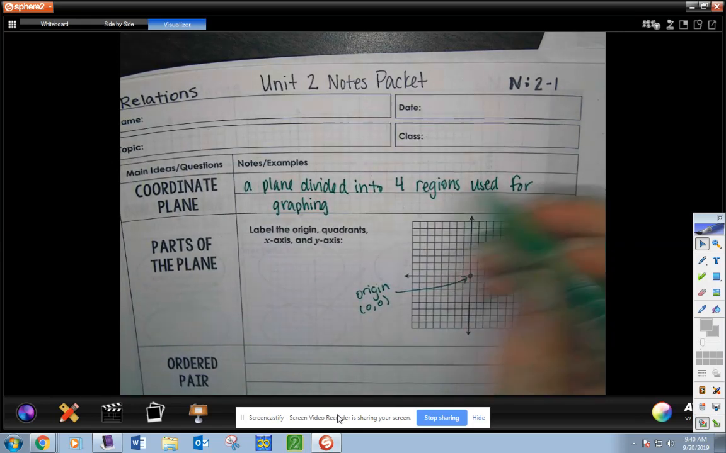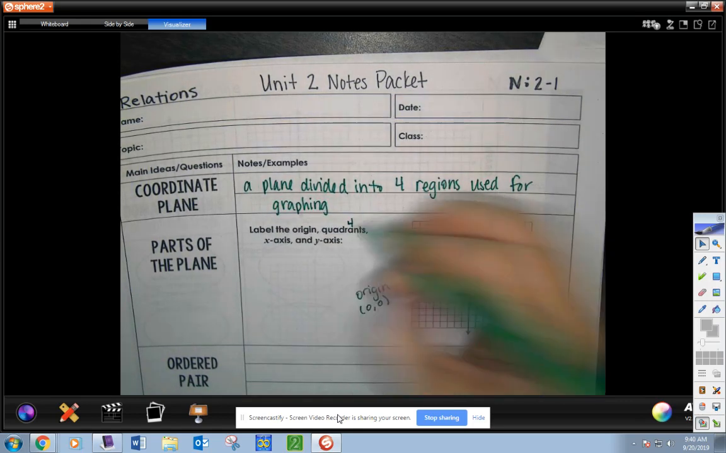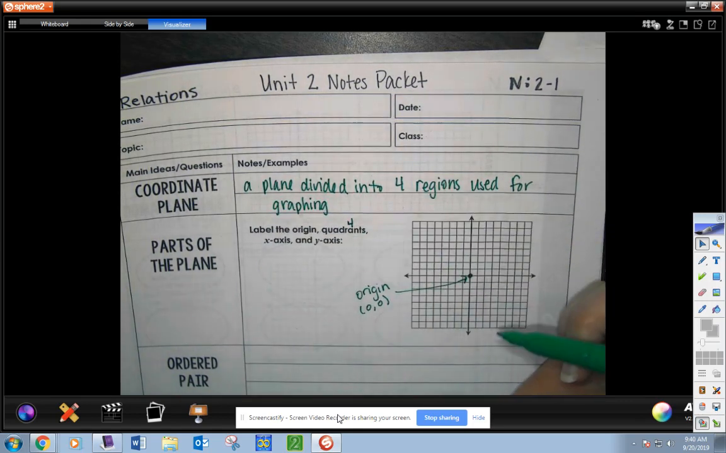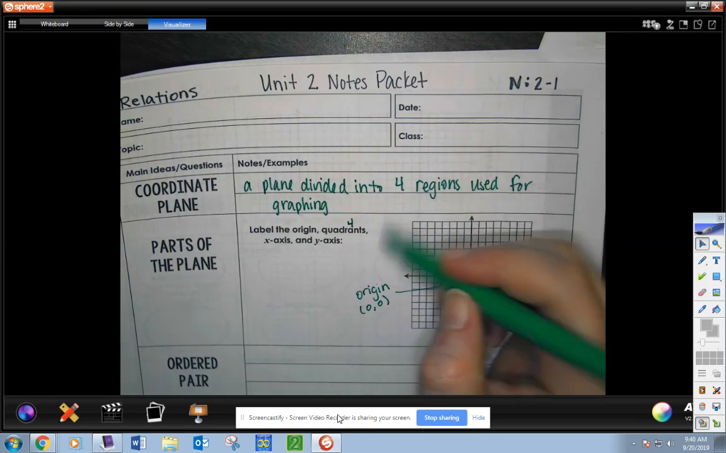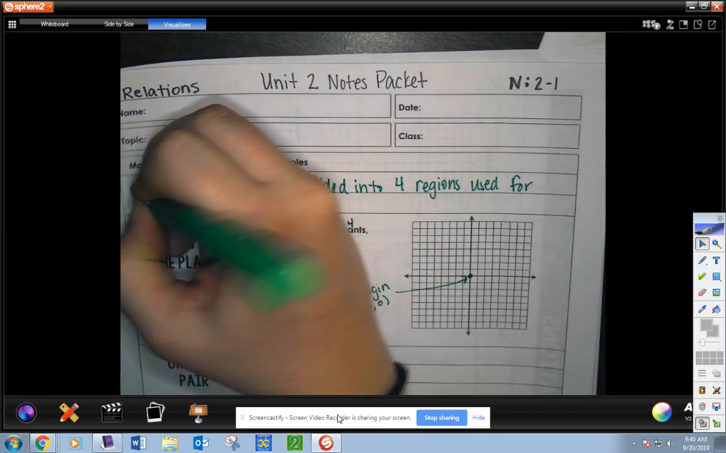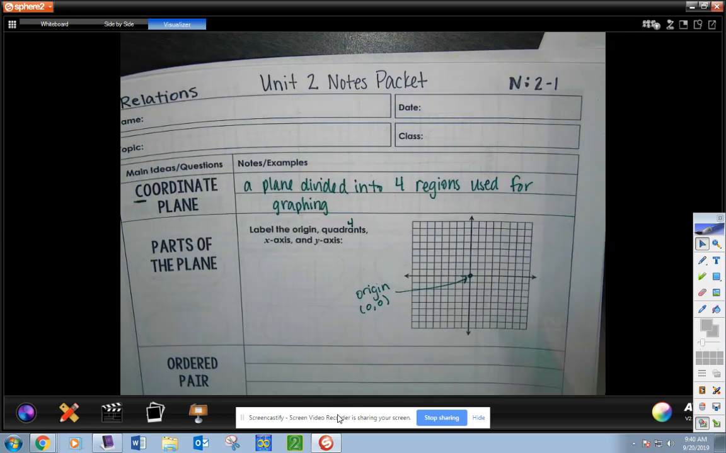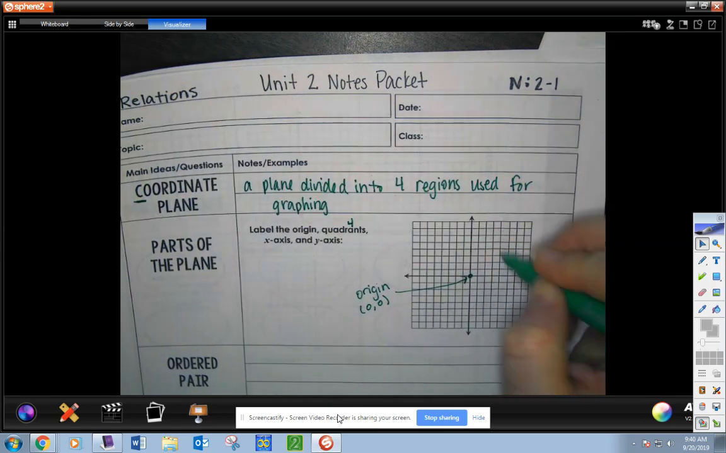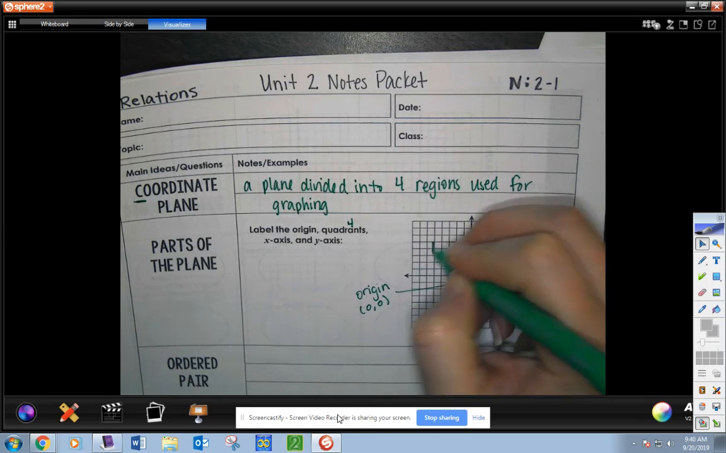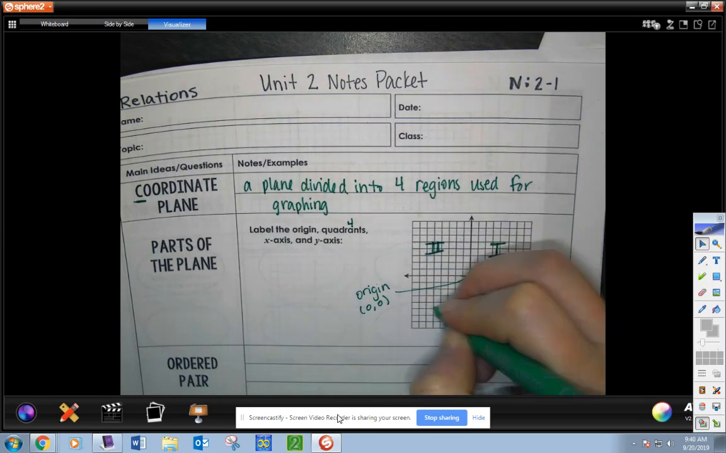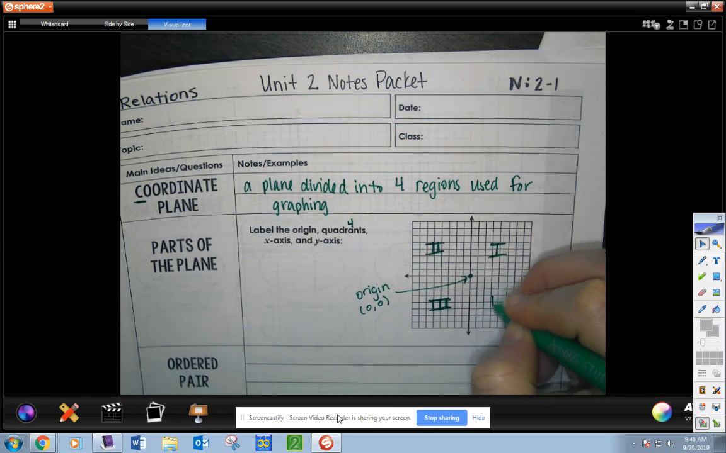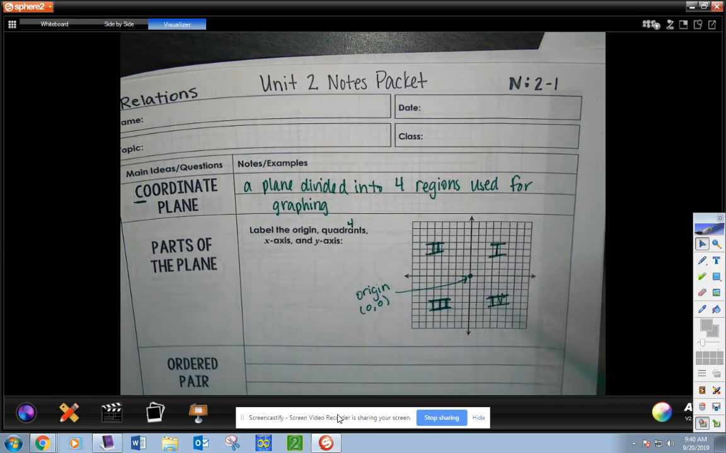The quadrants, there are 4 of these, and they go in a specific order. You have to use Roman numerals. Since we're talking about the coordinate plane, which starts with a C, they go in the order of a C. So this is quadrant 1, so I put a capital I. This is quadrant 2. Moving down to the bottom would be quadrant 3. And then for 4, you do IV. Okay, so those are your 4 quadrants.